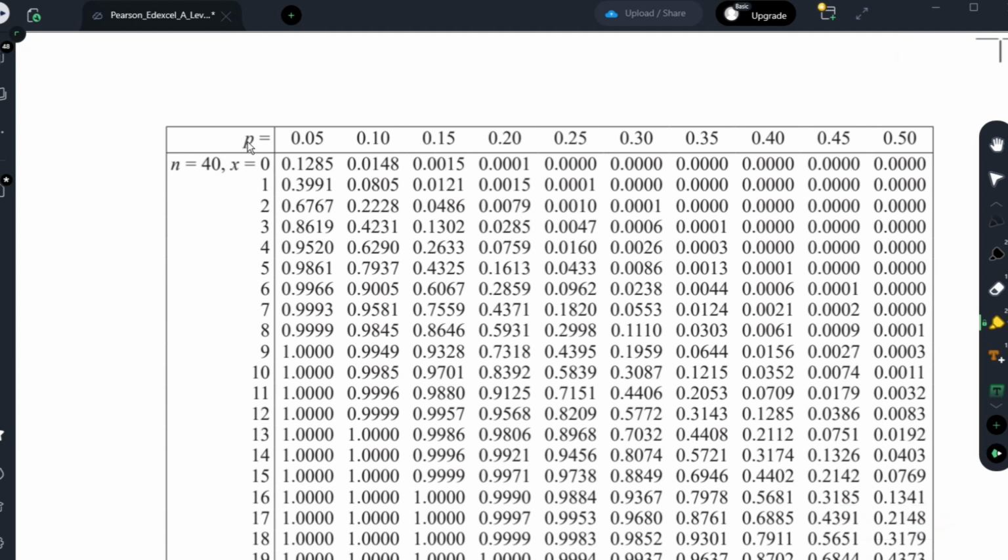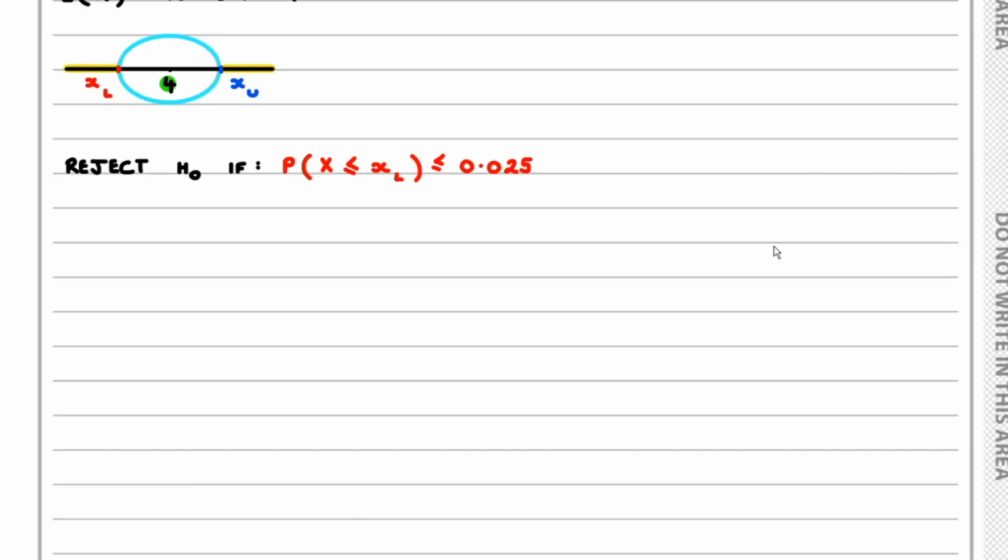What we have here is p equaling 0.1 and we have n equaling 40. Now, where we have a value less than 0.025, well, that will be this over here, and this corresponds to x equaling 0, meaning the probability that x is less than or equal to 0 is 0.0148.